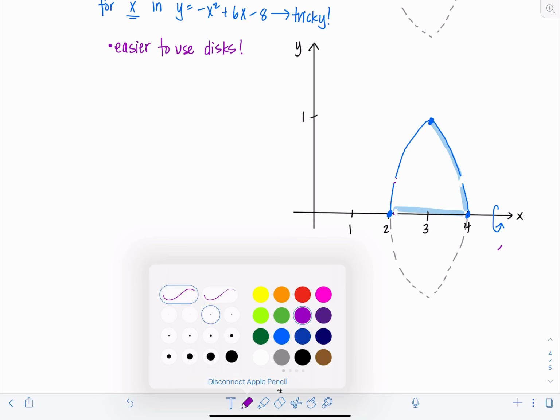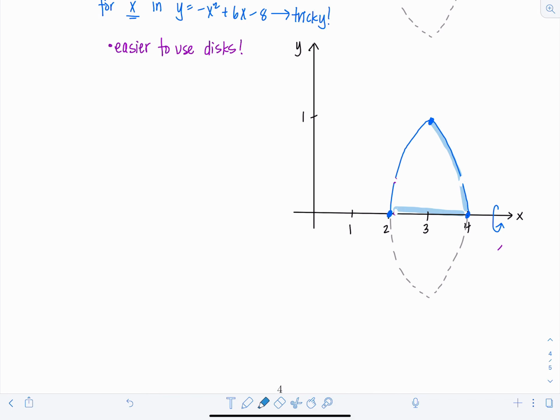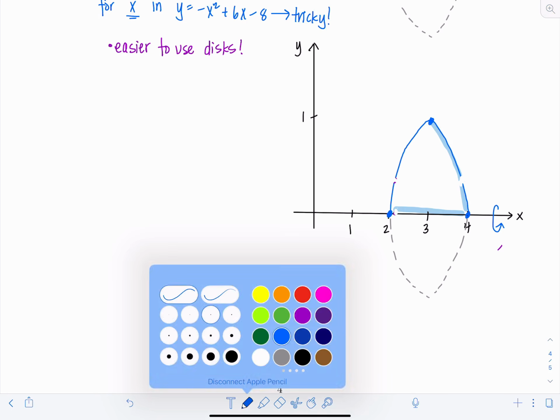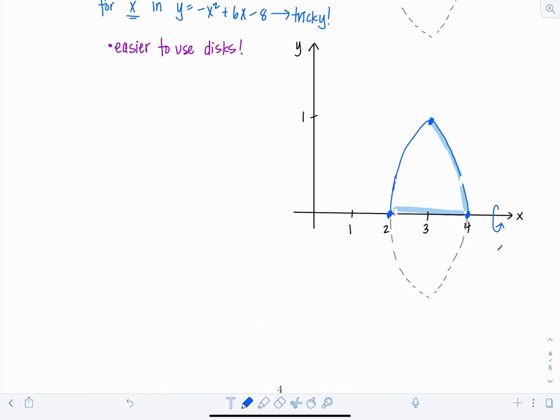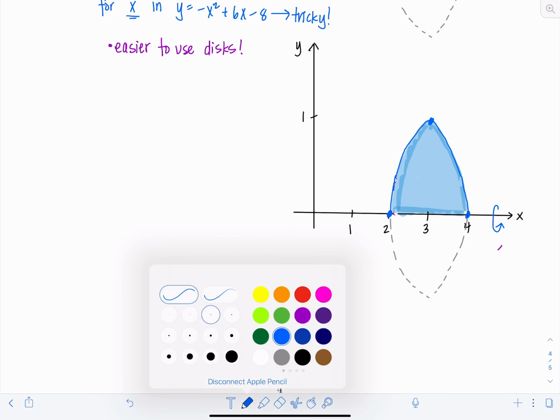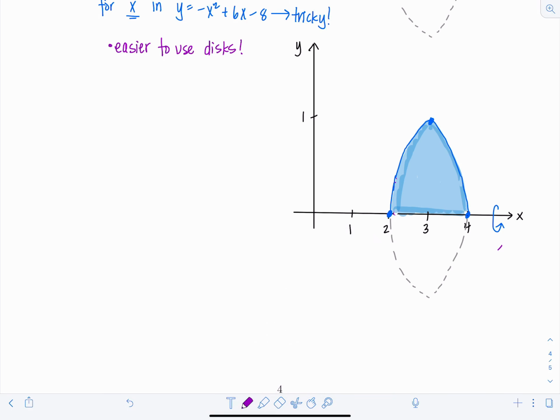All right, so I'm going to color this back in now and draw a typical disc. So we take this portion, we're spinning it, we have this solid. So what does a typical disc look like? Well, that's going to be perpendicular to the axis of rotation. So these are going to be stacked in the x direction.